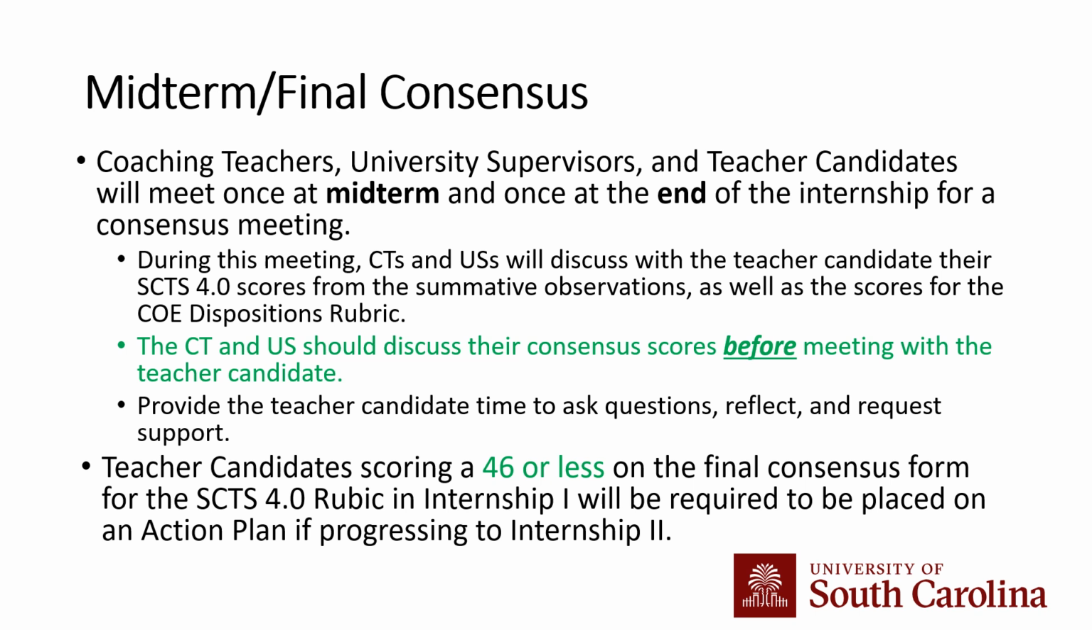The coaching teacher and university supervisor should discuss their consensus scores before meeting with the teacher candidate. Provide the teacher candidate time to ask questions, reflect, and request support. Teacher candidates scoring a 46 or less on the final consensus form for the SCTS 4.0 rubric in Internship 1 will be required to be placed on an action plan if progressing to Internship 2.